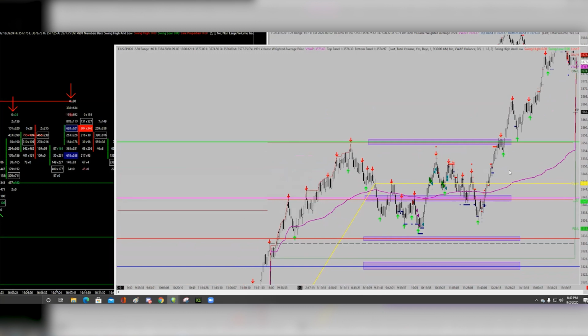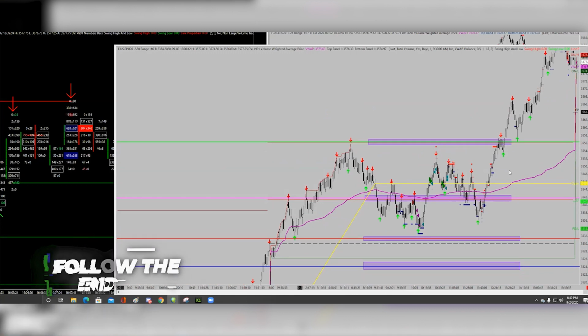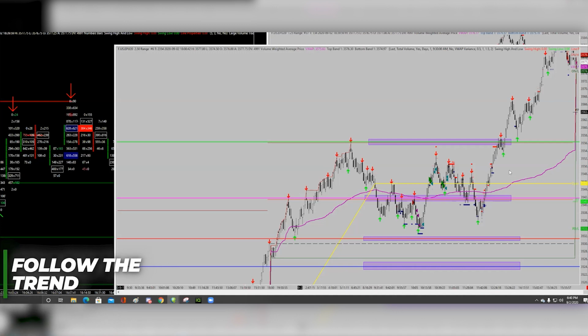Now that we've broken down a lot of mistakes and tips, I want to give you guys some more tips on using the VWAP. Number one, follow the trend. Use the VWAP to confirm maybe an entry and area of stall.